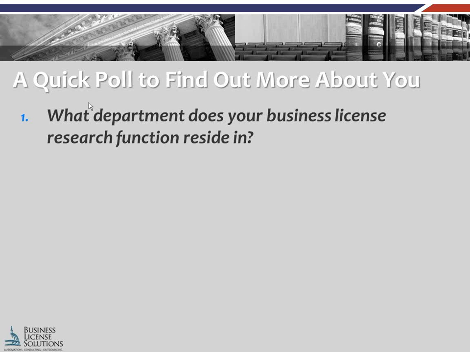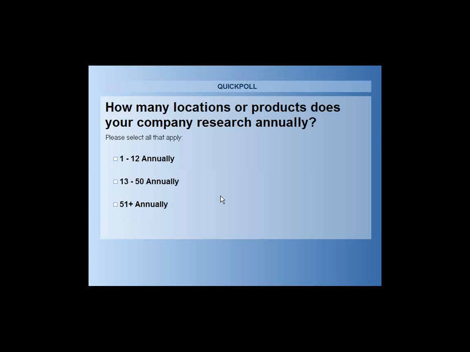So let's now go to a second question that will help Lorraine tailor her comments to the audience. This talks about how many locations or products you research annually. Your choices are 1 to 12 annually, 13 to 50 annually, or 51 plus annually. If you'd just register your vote there, that'll give us a good idea of how to address some of Lorraine's comments.